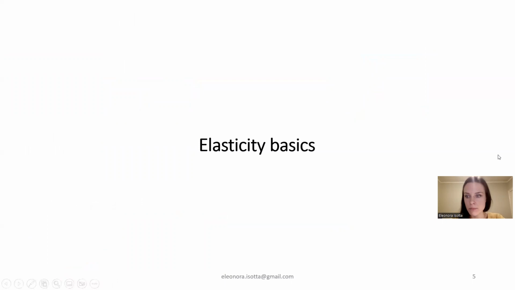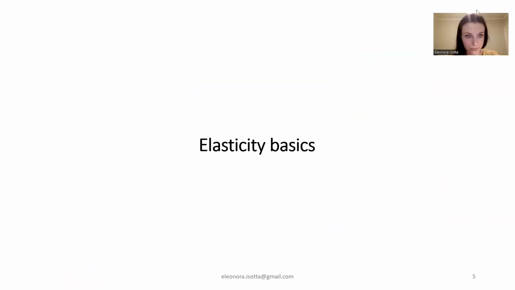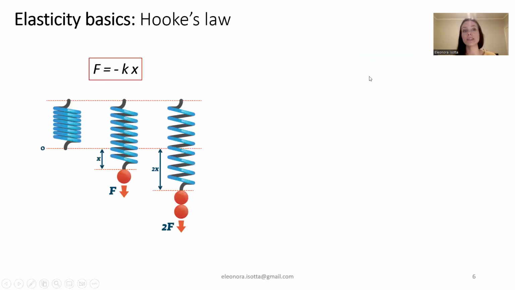Okay, let's see some basics of elasticity. So the basic of elasticity is Hooke's law. So Hooke's law is very famous, and it basically tells us that if we have, for example, a spring with a mass attached to it, and we are pulling the mass with a force, then the force will be proportional to the displacement. In other words, if we apply twice the force, we expect to see twice the displacement.